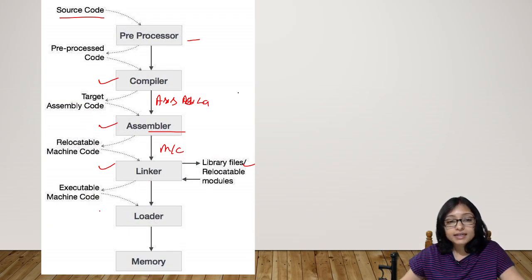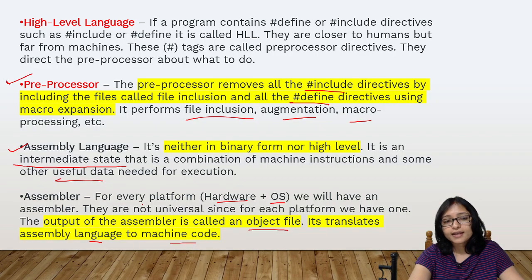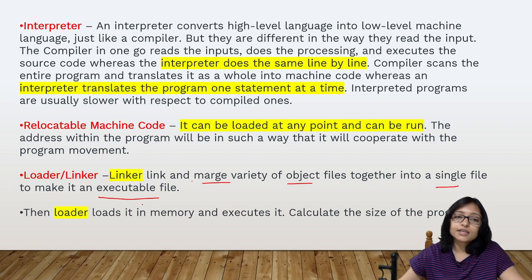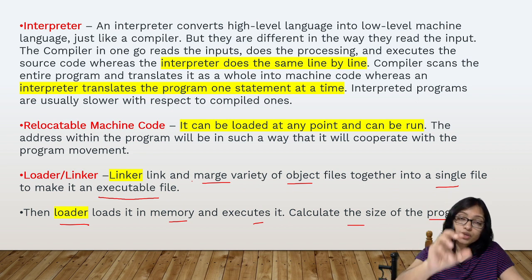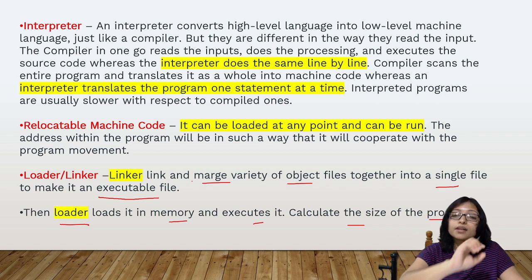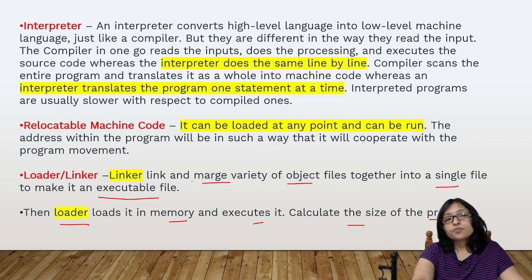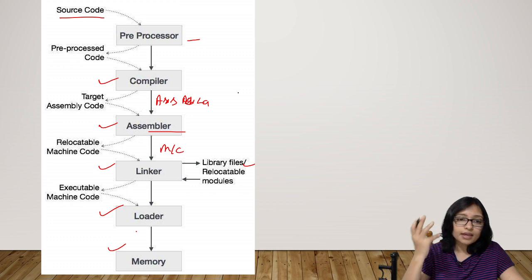Now after that it is coming to the loader. So what will the loader do? It will load that executable file and execute it. The loader loads this into memory and executes it, and calculates the size of the program, because to execute it, it needs to know how much size is required. And after that, finally, the memory where it is executed will be allocated.